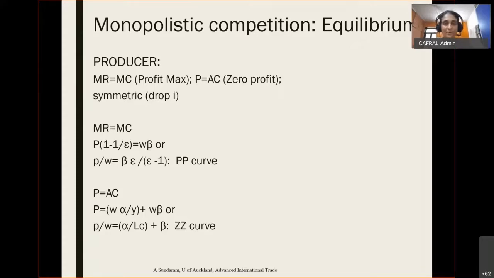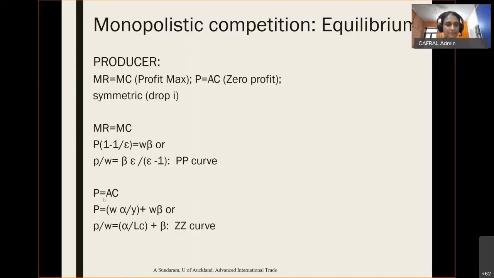They all have the same production structure, so we're going to drop i for simplicity. MR equals MC means I can write that as marginal revenue, expressed in terms of the elasticity of demand, equals the marginal cost from the previous slide. Or in other words, P over W is beta times epsilon divided by epsilon minus 1, where epsilon is the elasticity of demand. We're going to call this relationship the PP curve.